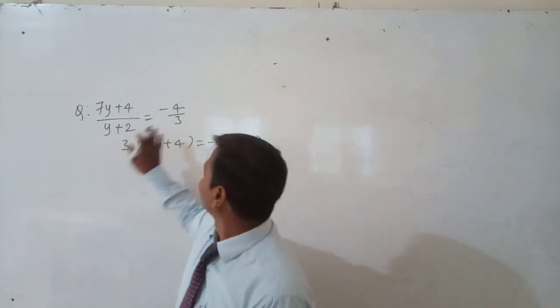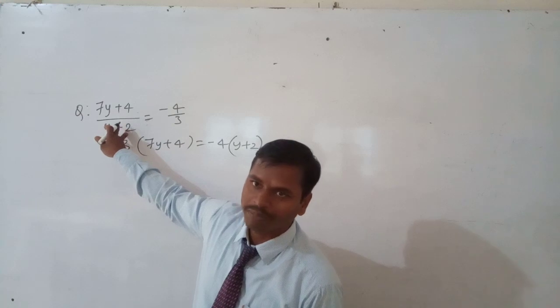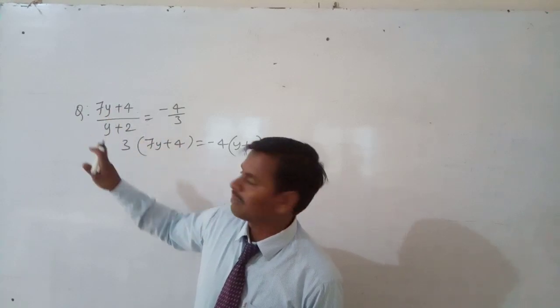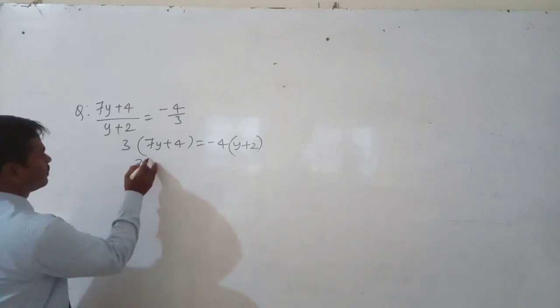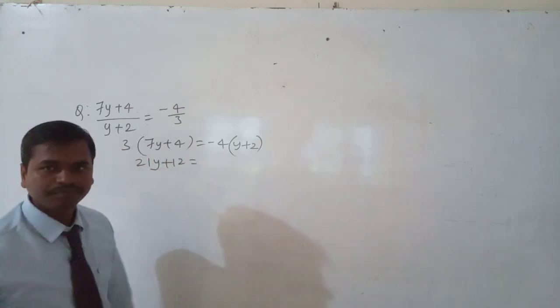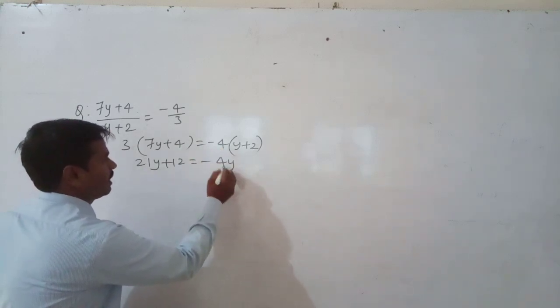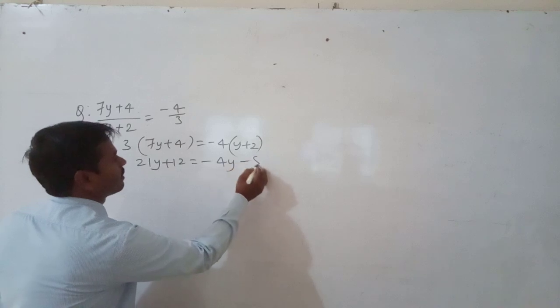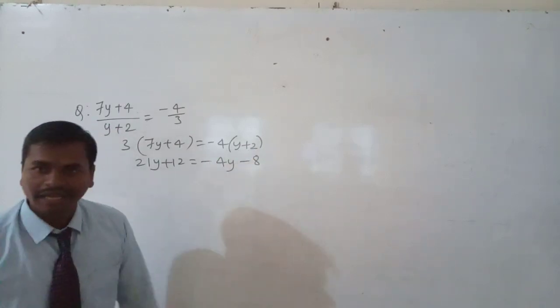Next, multiply these numbers and remove the brackets. Cross multiplication: if we cross multiply and get the values, 3 7s are 21, 21y. 3 4s are 12. Okay. Minus 4 into y is minus 4y. 4 2s are 8, minus 8.